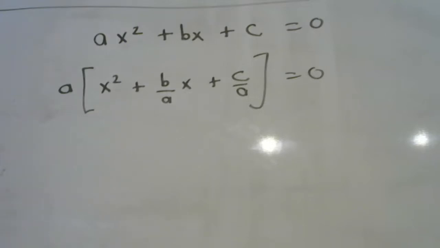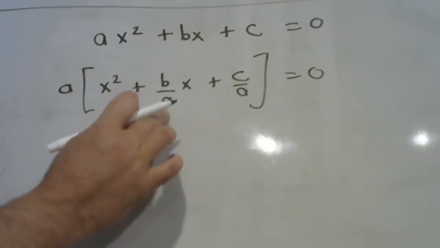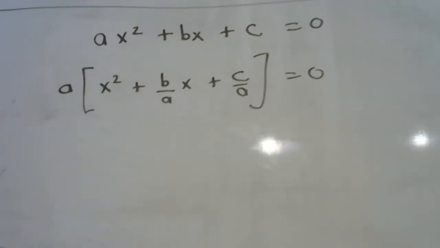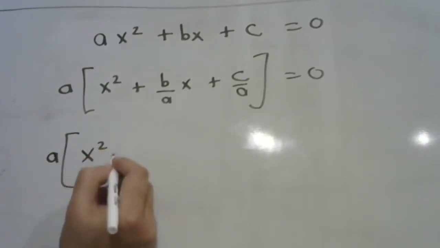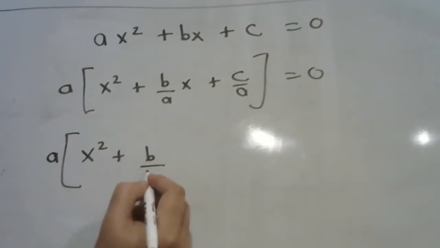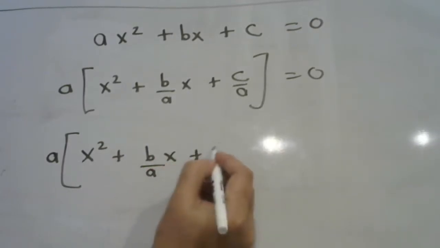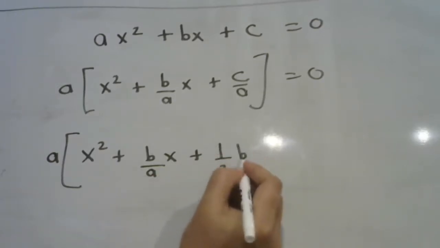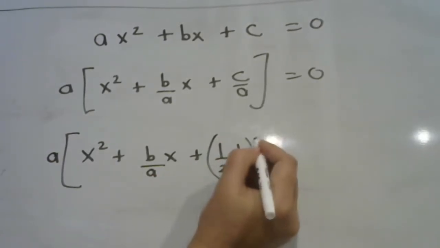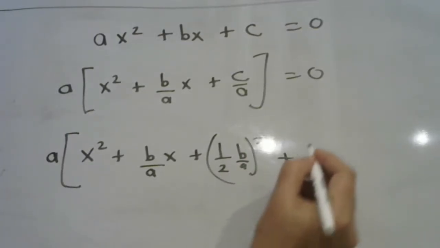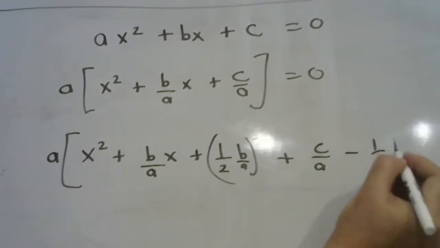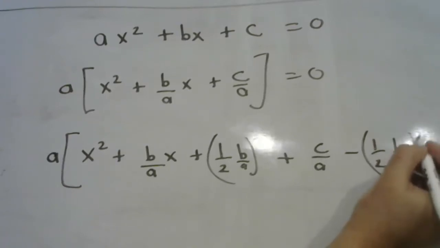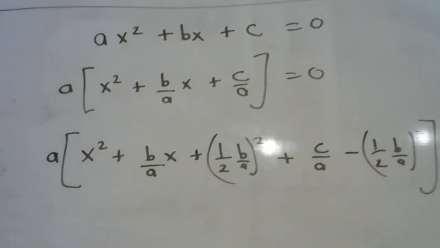Now, if we add half the coefficient of x here and we square it, so what I'm saying is that if we go x squared plus b upon a x plus half of b upon a square plus c upon a minus half of b upon a square equals 0. Right?